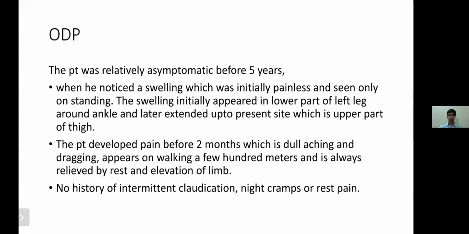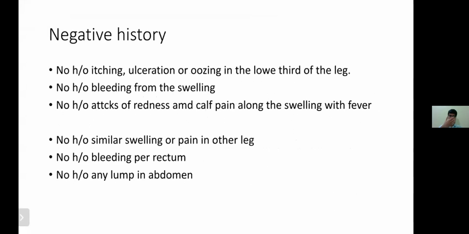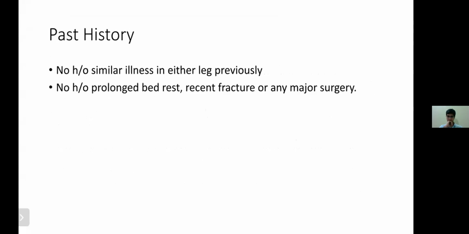The patient developed pain before 2 months, which is dull aching and dragging in nature, appears on walking a few hundred meters, and is always relieved by rest and elevation of the limb. There is no history of intermittent claudication, night cramps, or rest pain. Negative history: no history of itching, ulceration, or oozing in the lower third of the leg. No history of bleeding from the swelling. No history of attacks of redness and calf pain along the swelling with fever. No history of similar swelling or pain in the other leg. No history of bleeding per rectum. No history of any lump in the abdomen.